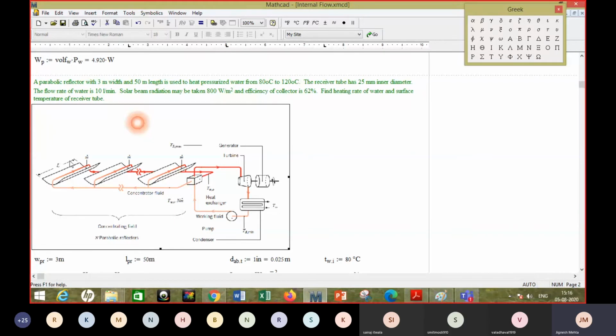So we are going to assume that the heat flux is constant throughout the length of the tube, and you can have multiple troughs in parallel as they are shown here, or you may put them in series. I think in the example I have taken them in series because the contribution from a single parabolic trough may not be very high. It may not give you a very high temperature rise.